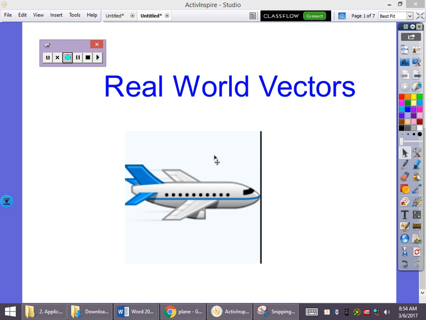Today we're going to do some real-world applications with vectors. Typically these problems, I'm going to let you know, involve a boat, a plane, or a swimmer. That's usually what they are. Occasionally there are some other workforce ones. If you take physics, you've probably seen these problems or you will see them, and if you take physics in college, you'll see them.